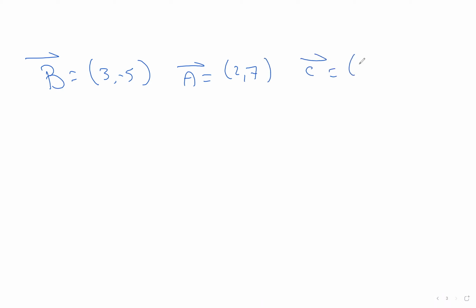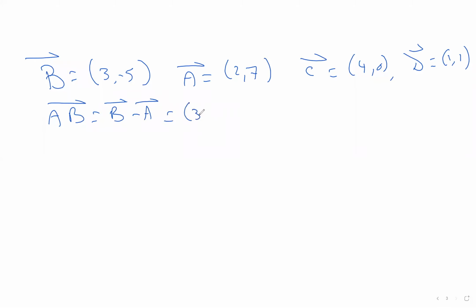Okay. The third part is the vector. If you have vector B equals 3 and negative 5, vector A equals 2 and 7, vector C equals 4 and 0, vector D equals 1 and 1, and you need to find AB first. AB means B minus A, which is 3 and negative 5 minus 2 and 7, so it is 1 and negative 12.